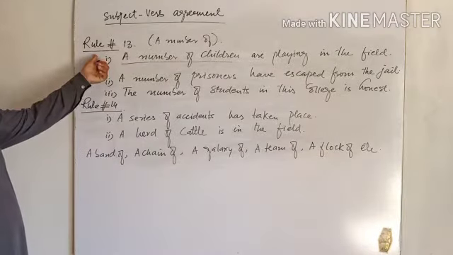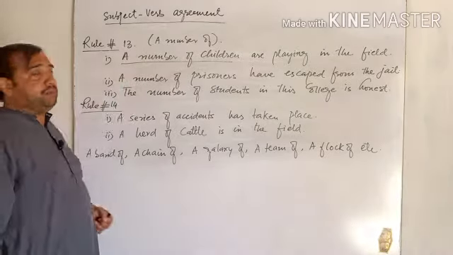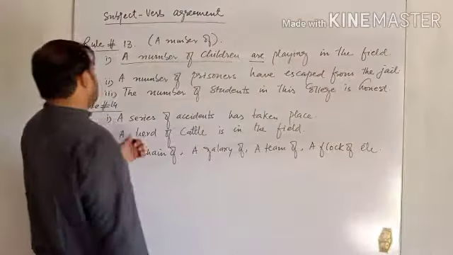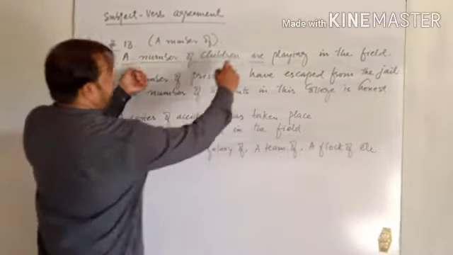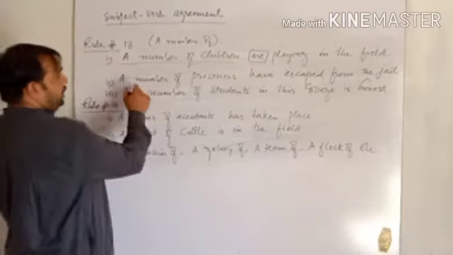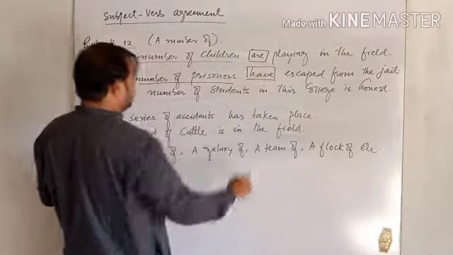According to rule number 13, if our subject starts with a number of, a plural verb is always needed. A number of children, here we have added a plural verb. A number of prisoners, here we have also added a plural verb.